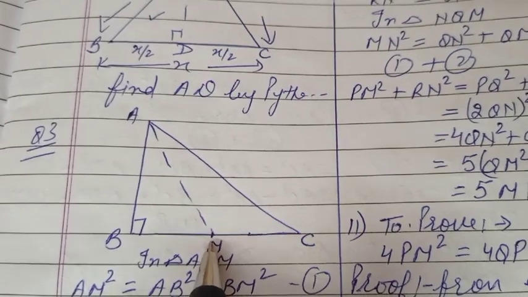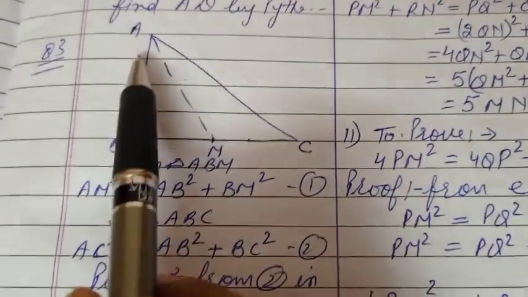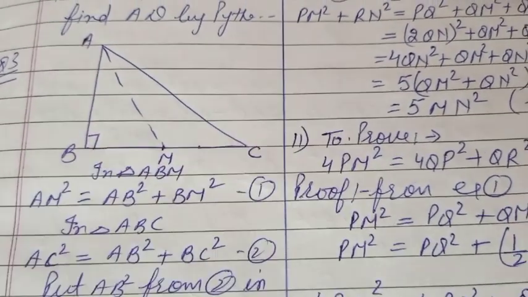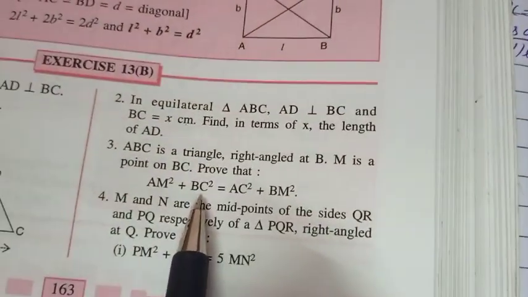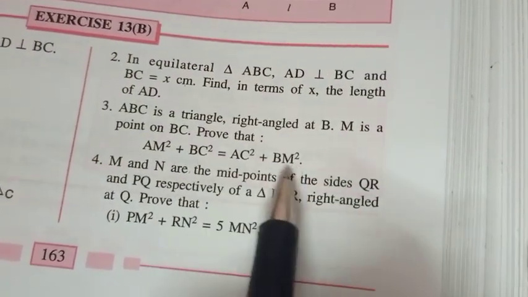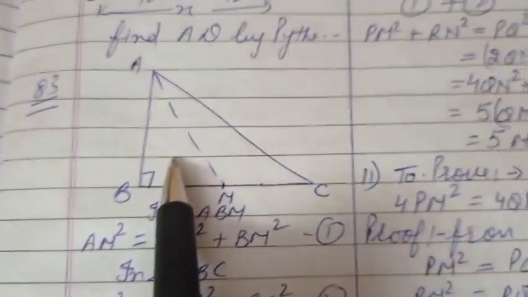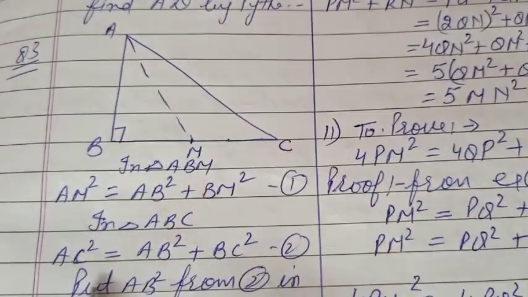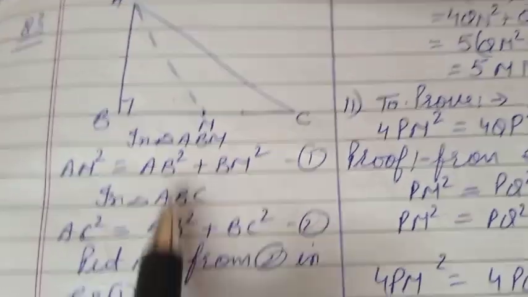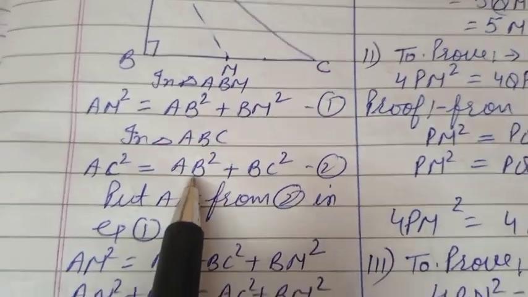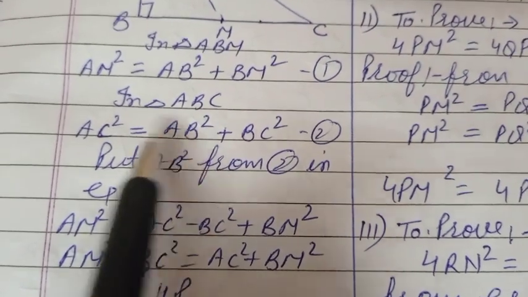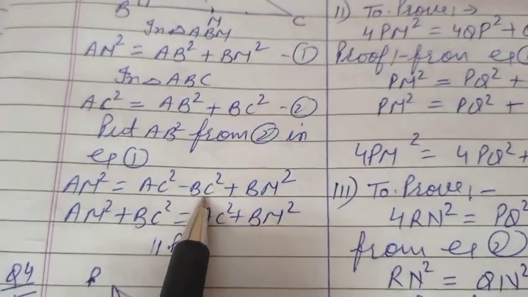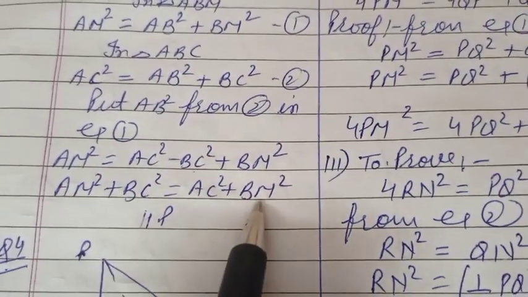M is a point on BC. And what you have to prove? You have to prove AM square plus BC square is equal to AC square plus BM square. So for this, what we'll do? Look here, I took this triangle, I got the value of AM square, and then in the full triangle, I got the value of AC square. See children, AB is common in both. Clear? So from here, I got the value of AB square. That is AC square minus BC square. So here in place of AB square, I wrote AC square minus BC square. Transpose BC this side. This is the result you have to prove.